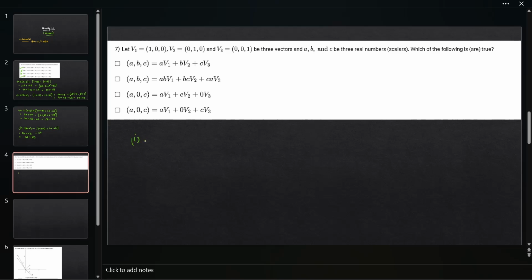So, analyzing the right hand side of the first option, we have a times v1 plus b times v2 plus c times v3. Now we are used to these things. We can directly write it as a times (1, 0, 0) plus b times (0, 1, 0) plus c times (0, 0, 1). So it would become (a, 0, 0) plus (0, b, 0) plus (0, 0, c).